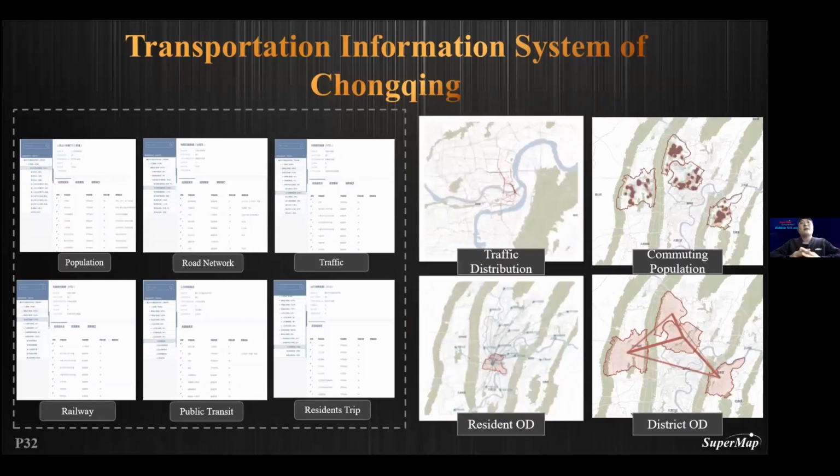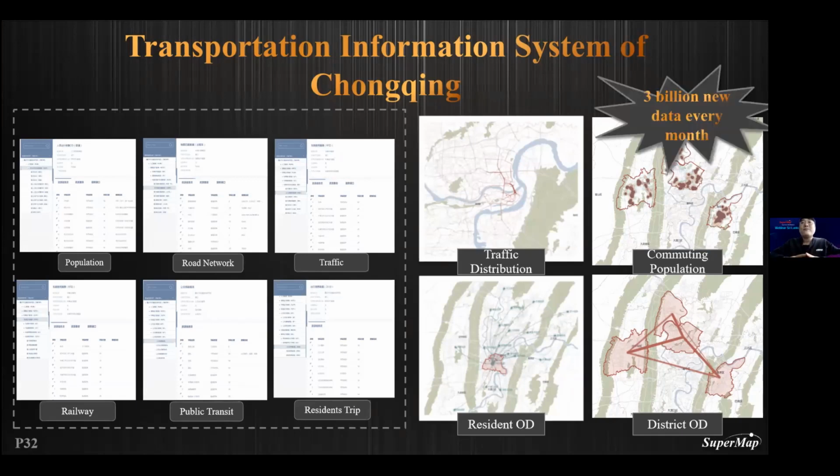And this is another case about the transportation information system of Chongqing, and it includes a lot of different types of data, such as population, road network, the traffic data, the railway data, the public transit data, and others. And also new data is coming in continuously. There are 3 billion new data records every month. And we're based on the big data technology to handle all of this data.